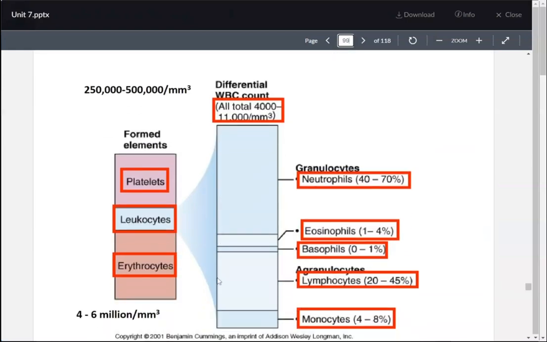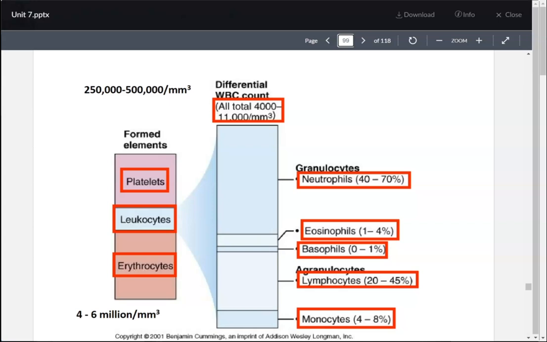So let's start off with the leukocytes. So white blood cells, or leukocytes, are divided into 5 categories. Well, 5 types. They're divided into 2 categories, granulocytes and agranulocytes. But there are 5 different types of white blood cells, and we can actually count them by doing what's called a WBC diff, white blood cell differential.